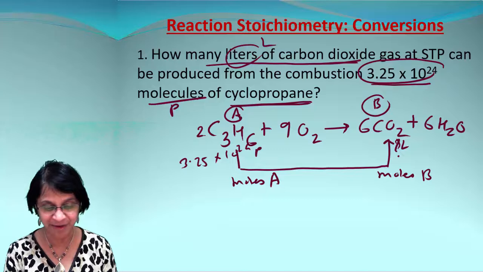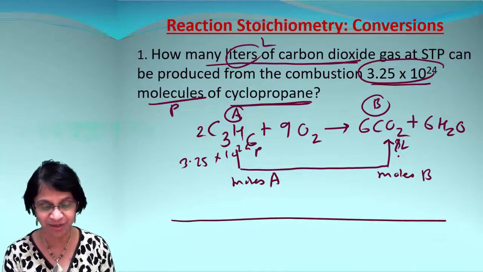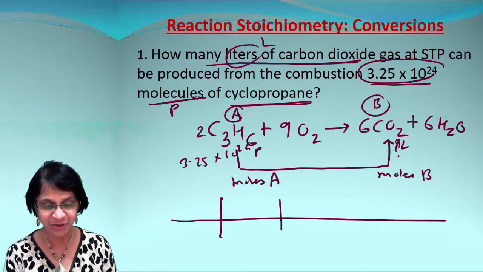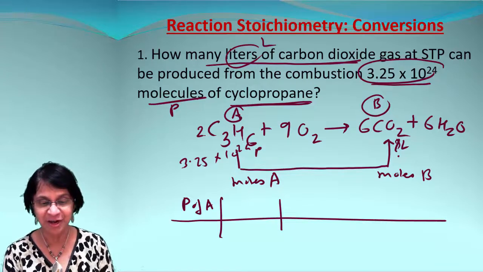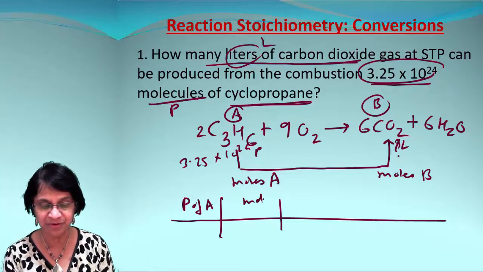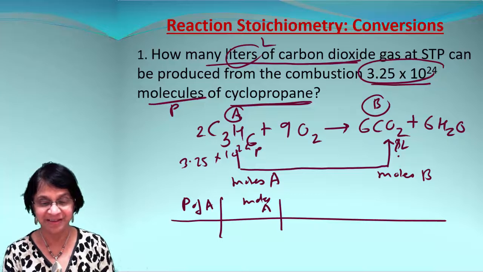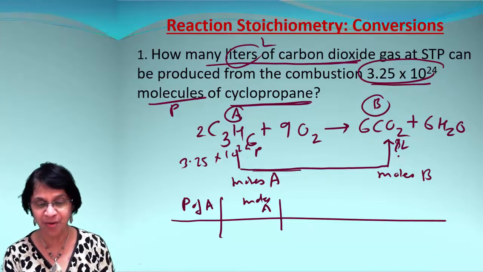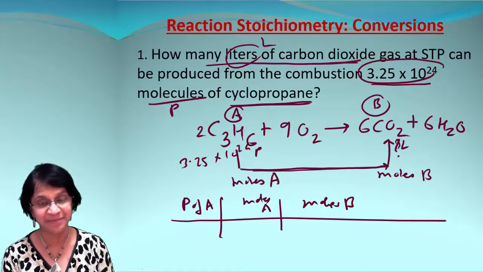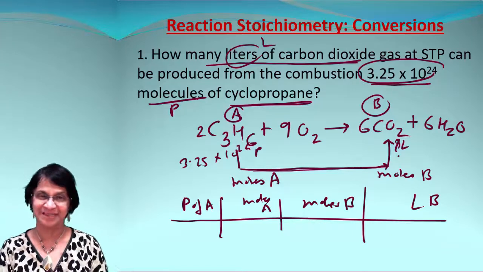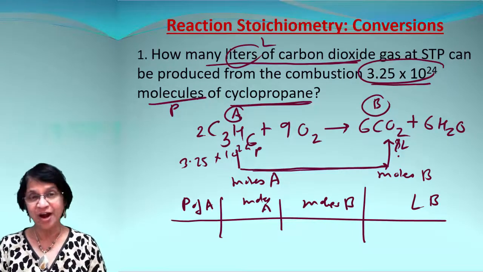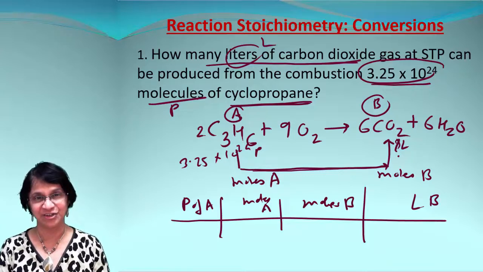Now, with this roadmap in the system, I can write down over here what we got. So your beginning point is particles of A, and we'll go back and work on the numbers afterwards. From particles, you go to moles of A. Then you take your bridge and you go from A to B over here, so you go to moles of B. And from moles of B, you're going to go to liters of B. So we got our beginning point and destination.